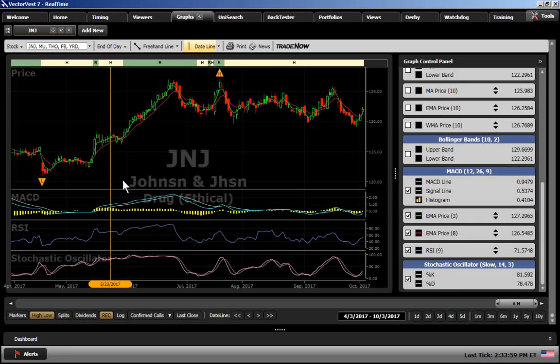All right. So looking at the graphs, you get a lot of great information on how to time and get out of your individual stocks. And stochastics and RSI are both looking at overbought and oversold.